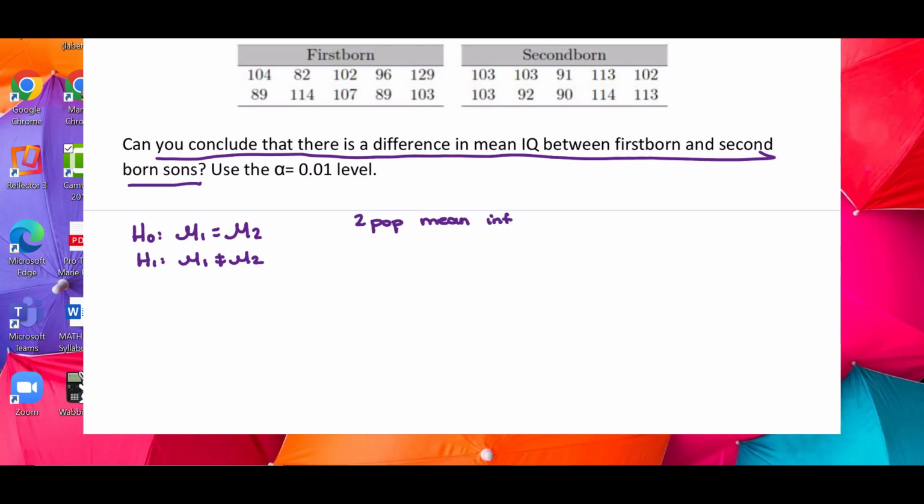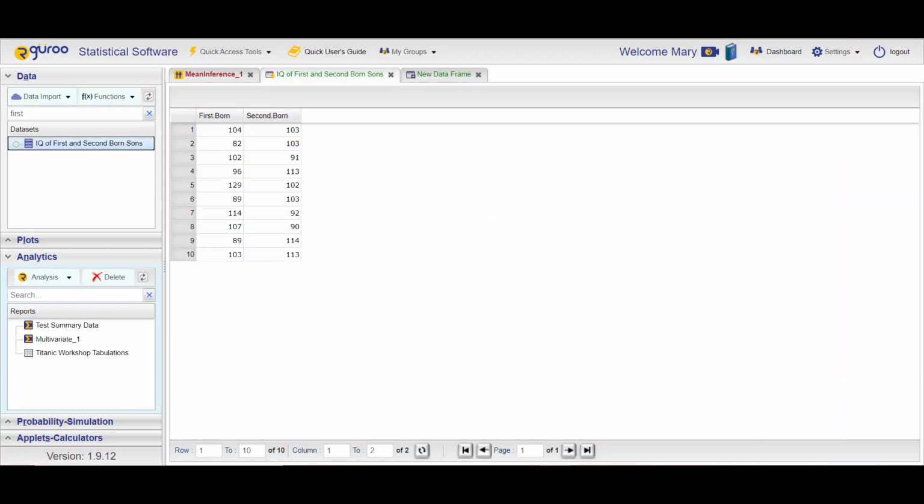And you've got a couple of options. If you've got the data in Rguroo, you can just go straight and choose the data set. I'm going to show you how to do that. The other way you could do it is a numerical summary: find the mean and sample standard deviation of each one, and then manually enter the data into Rguroo. But if you have the data already, like I do, you don't have to go that route.